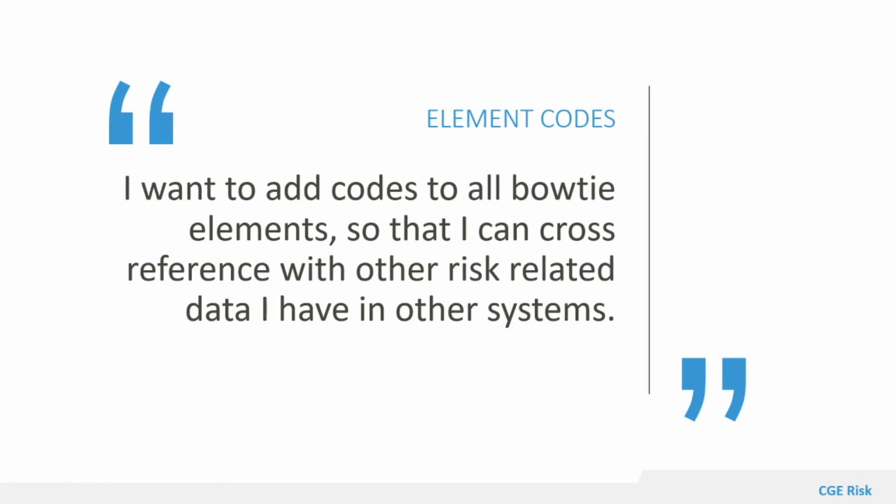So it's for the use case that you want to have codes defined for all of your elements in the database so that you can easily cross-reference maybe with other risk-related data you have in other systems, like the threat appears in a bowtie, but it might also be a threat present in a HAZOP study that you want to link it to. So then a code is a typical way to do so. Now let me show you where you will find these element codes in BowTieServer.